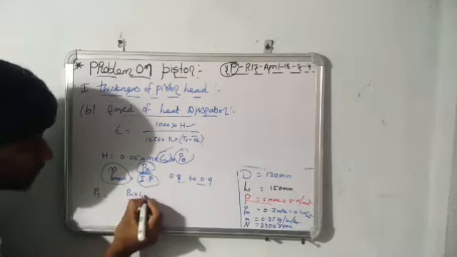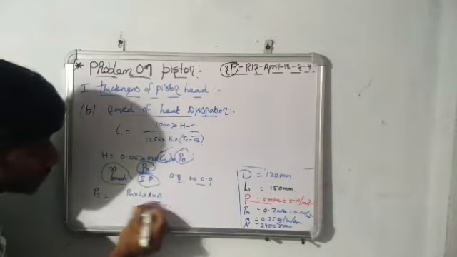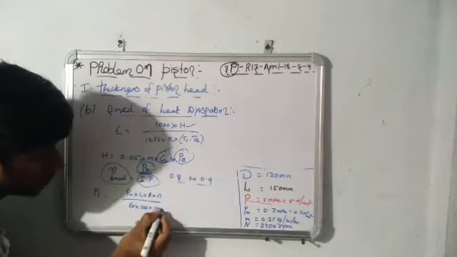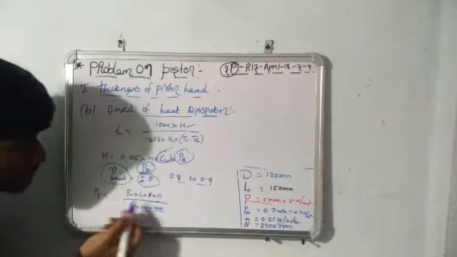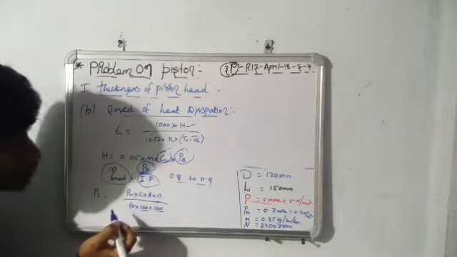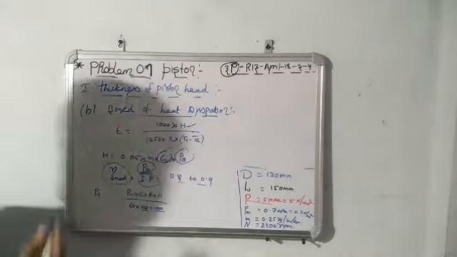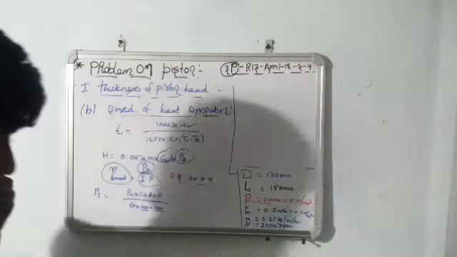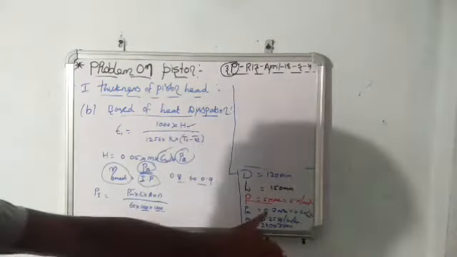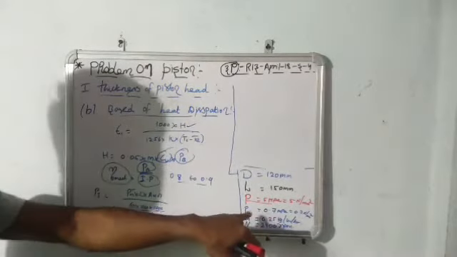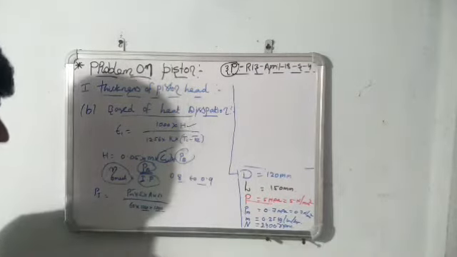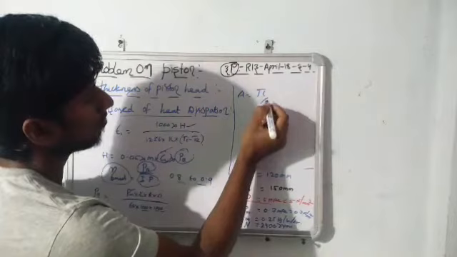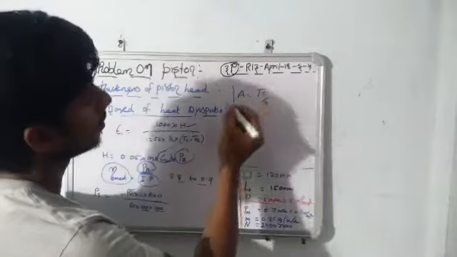So let's see, we know the indicated power: PM into L into A into N by 60 into 1000 into 1000. These thousands are unit conversion for stroke length as well as the area. So let's see that one. Here we know PM, the mean effective pressure, in the range of 0.7 MPa. And next, how do we get the area?